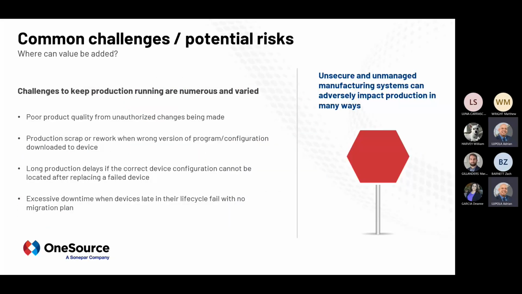In this slide, some highlights can be seen for the challenges and risks that are associated with an unsecure or unmanaged manufacturing system, and how these risks can adversely affect your production. The first, which can be seen here, is poor product quality, possibly being due to some changes being made on your plant unintentionally. Infamous Patch Tuesday comes to mind when I think of this. The second is an increase in production scrap or rework when the wrong version of a program or configuration might be downloaded to one of your end devices. There's also the long production delays that are felt when the correct device config cannot be located after you replace the device out in the field. And last but not least, there's also excessive downtime that can be experienced if you're late in your product's life cycle, either being mature, possibly end of life, or even unavailable, and it fails and you have no migration plan in place.